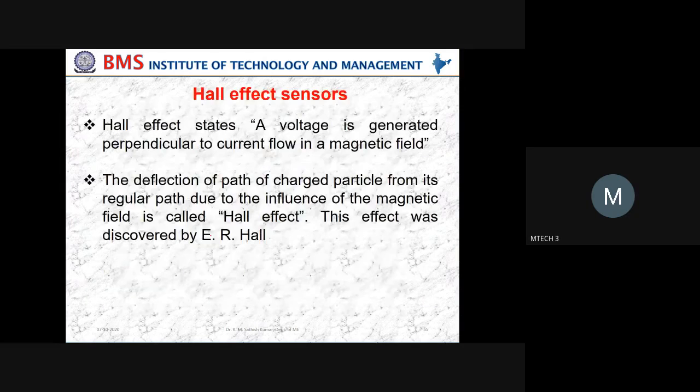Just observe. The Hall effect states that a voltage is generated perpendicular to the current flow in a magnetic field. The deflection of the path of charged particles from their regular path due to the influence of the magnetic field is called the Hall effect. The regular path occurs when there is no magnetic effect. The deflection of the path occurs whenever the magnetic field is present. This effect is called the Hall effect.